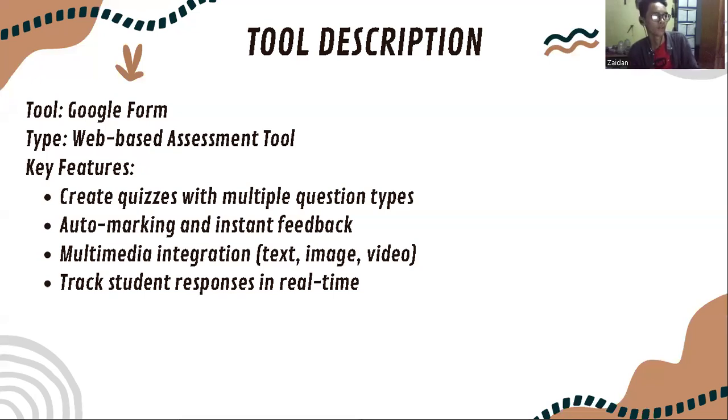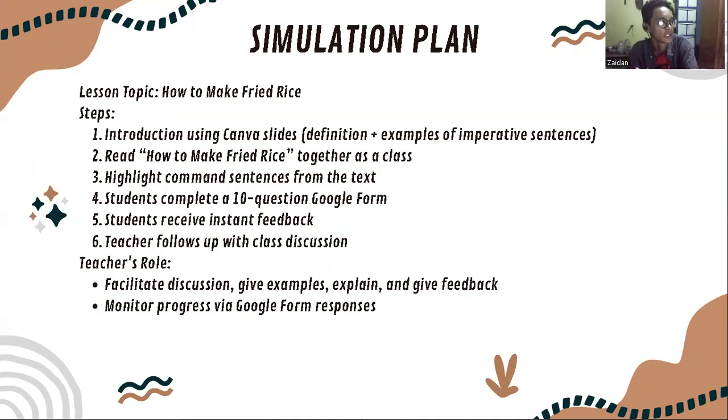Google Form is a web-based assessment tool. There are four main features for Google Form. The first, it creates quizzes with multiple question types, auto marking and instant feedback, and multimedia integration such as text, images, and videos. It also tracks student responses in real time. So this is the simulation plan.